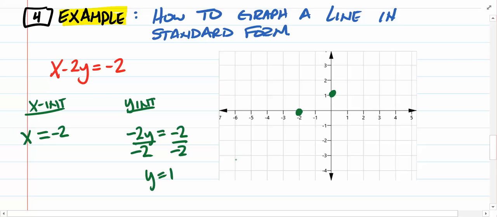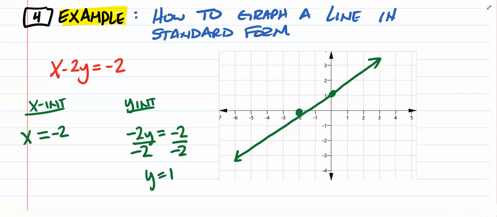And once I have those 2 points, then I can easily draw my line and make a quick sketch of the graph. So again, to graph in standard form, we get the x-intercept and plot it, we get the y-intercept and plot it, and then we draw our line.